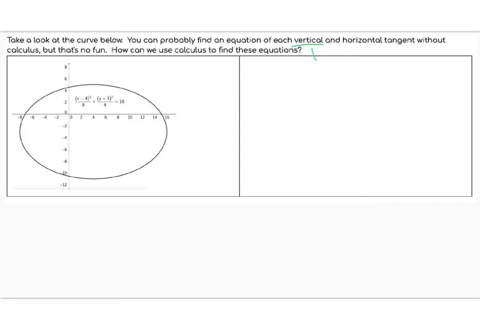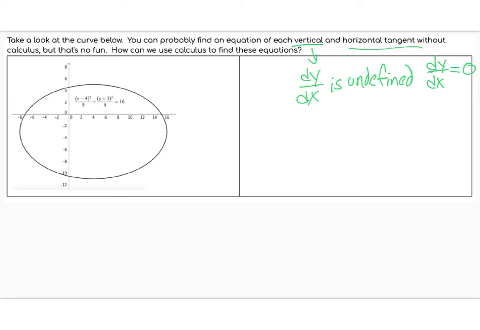Vertical tangent lines happen when the derivative is undefined, so dy/dx is undefined. And horizontal happen when dy/dx is equal to 0. In either case, we need to find some derivatives here. And I guess I'll start taking the derivative with respect to x because I know how to deal with those as slopes.